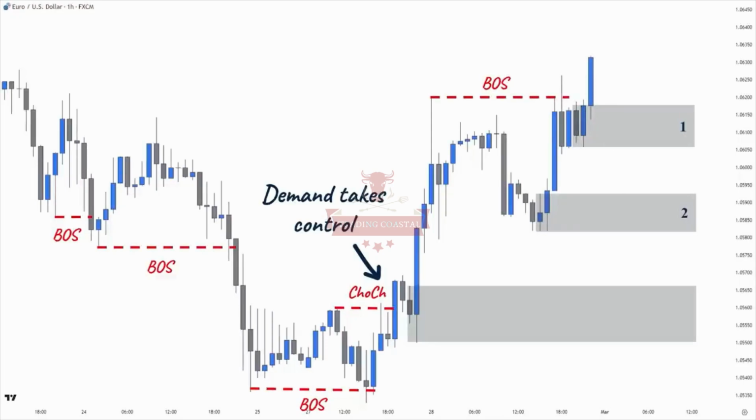So each of these demand areas could be a potential buying opportunity. The first one possibly hits our first target and makes us at least break even before the market reverses and makes a change of character. But this change of character is not 100% valid.